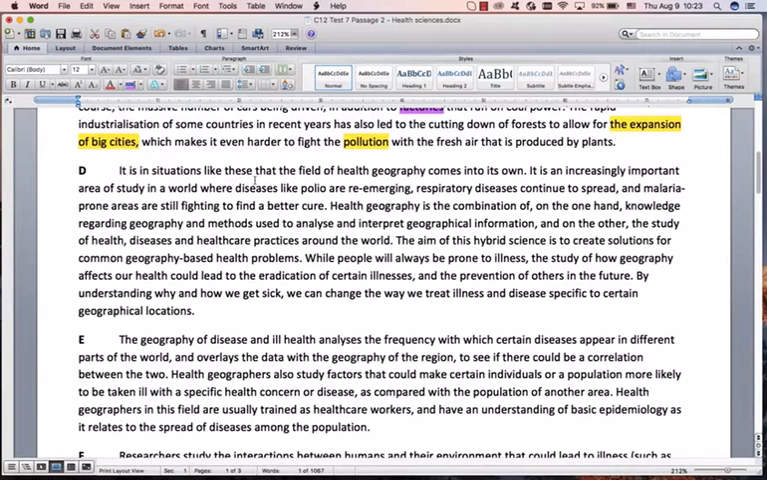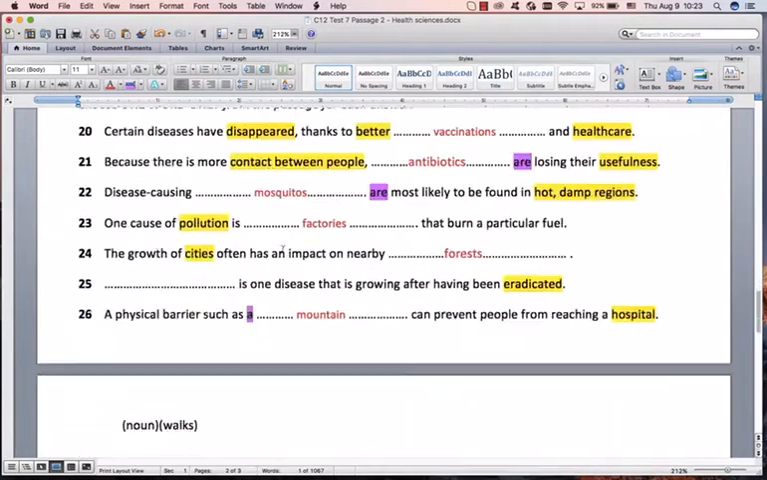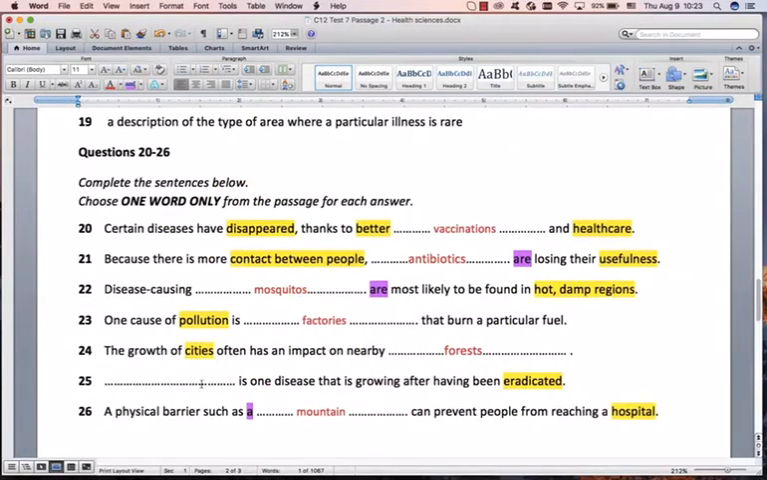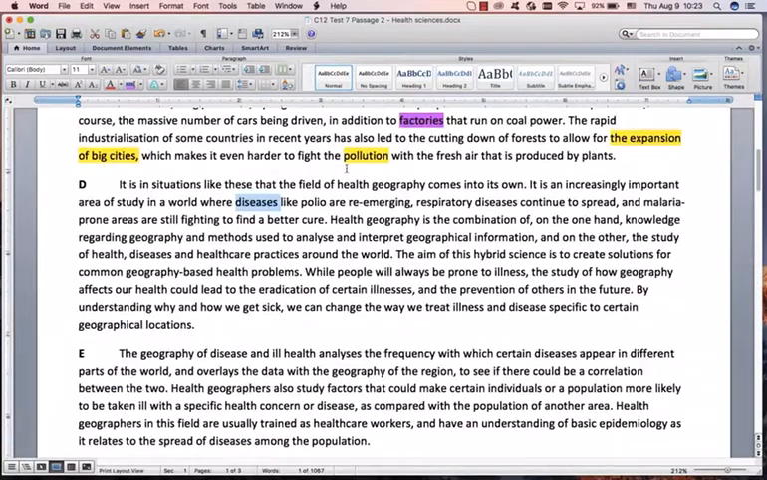It's somewhere in here. Fortunately, most important here is to know what you are looking for. Is one disease? You're looking for the name of a disease. Is one means is an example of, is a type of, or is a disease. So we're looking for the name of a disease. If we start scanning in this paragraph over here, we see diseases over there. And then I see the names of some diseases. Respiratory diseases. And I keep on scanning, I don't see any other names of diseases.